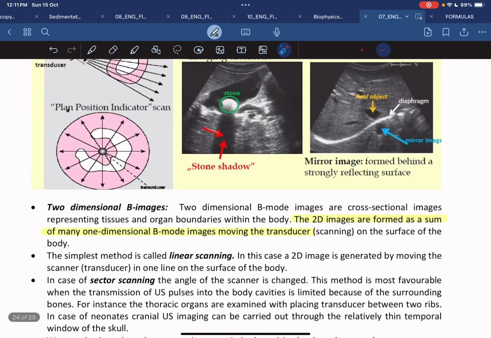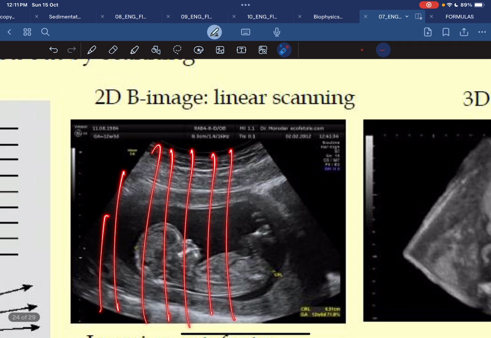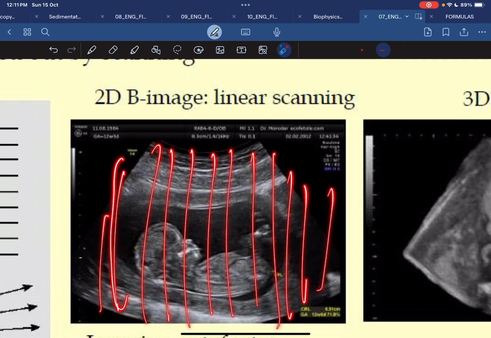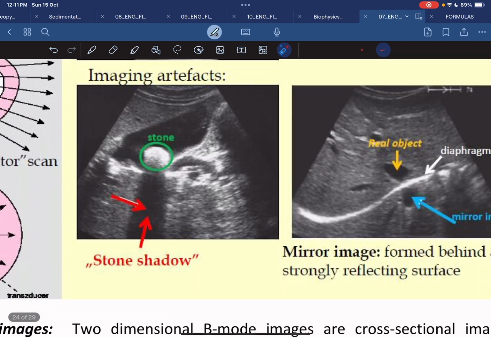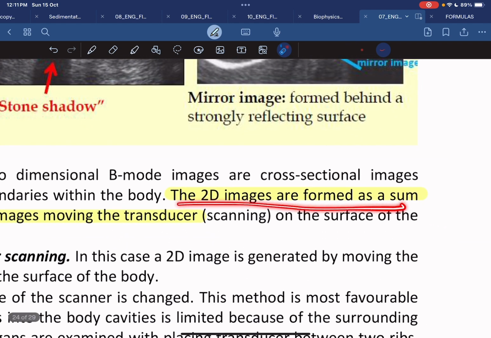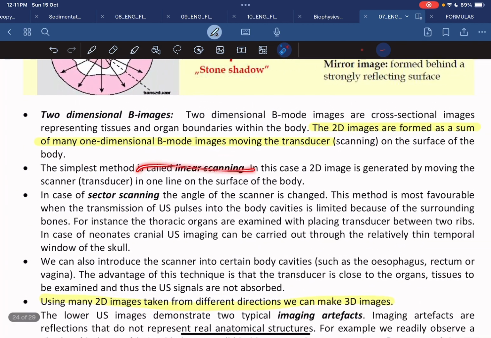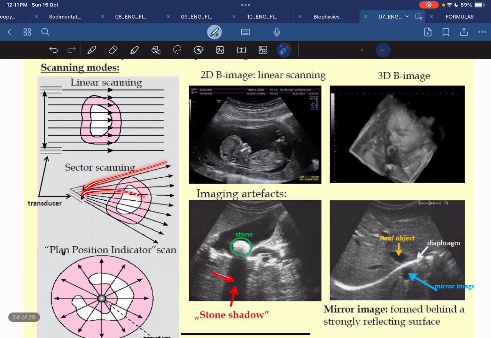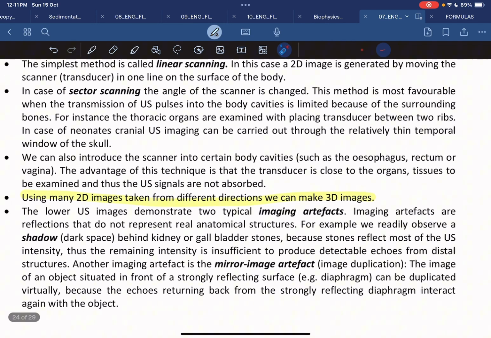So these 2D images are formed as a sum of many one-dimensional B images. That I basically told you. Let's divide this into lines, like I told. Each line has its own A mode image, to which we have mapped the pixels, and joining all of these pixels together, we get a B mode image. So the 2D image is formed as a sum of many one-dimensional B mode images. Linear scanning is straight up, while sector scanning spreads out like a fan. Using many 2D images, we can form a 3D image.